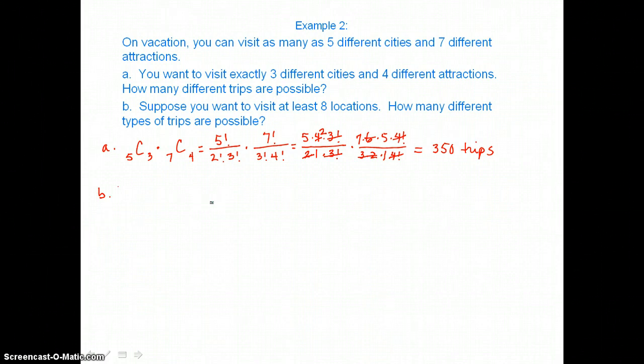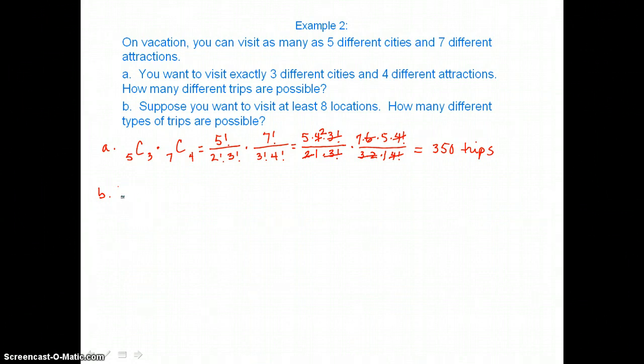Okay, in B, suppose you want to visit at least 8 locations. How many different types of trips are possible? Well, if we're going to visit at least 8, we could visit 8, or we could visit 9, or we could visit 10, or 11, or all 12, because there's 5 cities and 7 attractions. That's a total of 12 possible locations. So we would have to consider all of those possibilities.